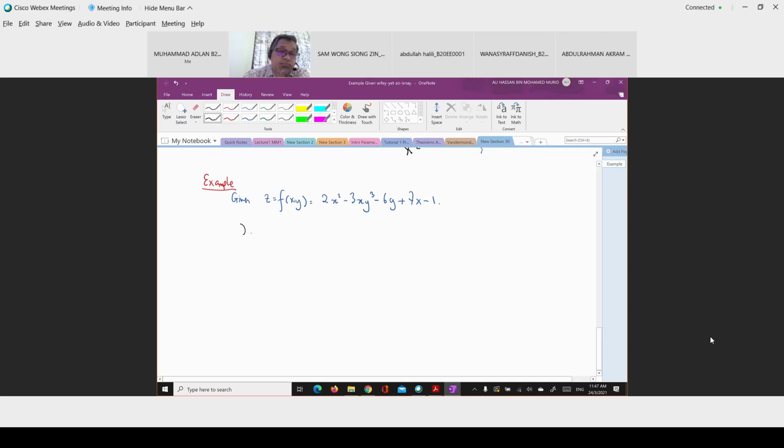Suppose I want to find z partial x, which can also be written as f partial x, or f with a subscript x. So we differentiate f with respect to x, holding y constant. So that gives 4x minus 3y cubed plus 7. That is the answer. Think of y as a constant, like the numbers 2, 3, 6, 7, minus 1. Then you differentiate only with respect to x. So this is the result according to the definition.